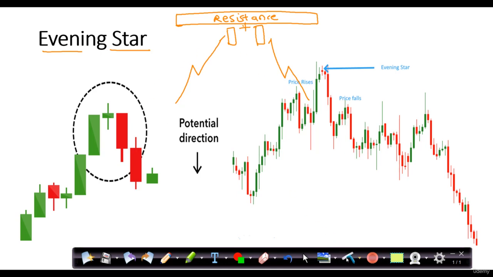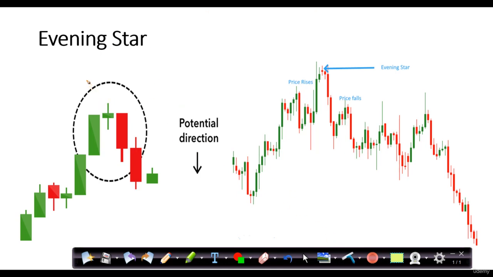Now let's take an example here. The evening star looks like this. It represents one strong bullish candle, one doji or spinning top or inverted hammer, right? Doji, spinning top or inverted hammer, all are fine. And then the next confirmation candle is a strong bearish candle. If we see this type of pattern in a resistance zone, that means it's an evening star pattern.